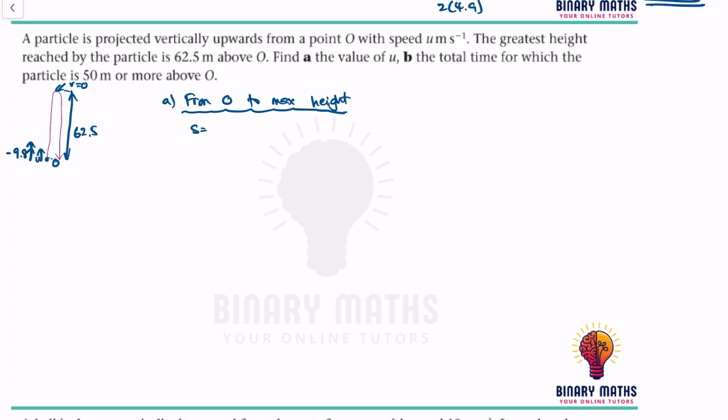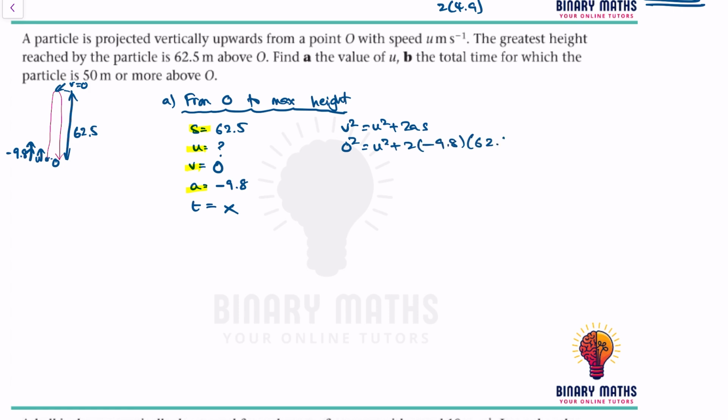If I set up suvat for that part of the journey, then we know the maximum height was 62.5 meters. We don't know the initial speed, which is what we're trying to find out. We know the final velocity is 0. We know acceleration is minus 9.8. We don't know the time. So we've got S, U, V, and A. So V squared is equal to U squared plus 2AS. 0 squared is equal to U squared plus 2 times minus 9.8 times 62.5.